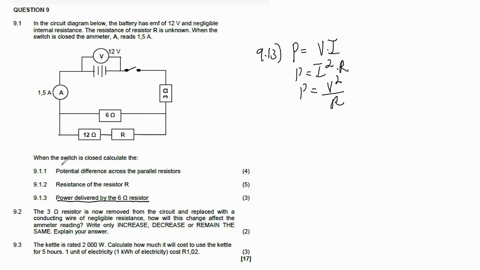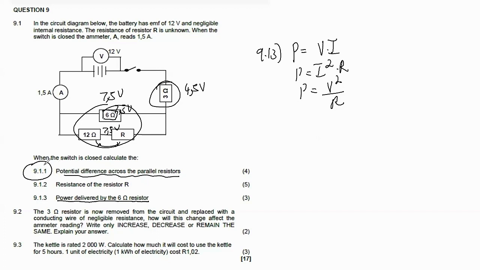So in order to calculate the power delivered by the 6 ohm resistor, number 1, let's figure out, here we had 4.5 volts. And then we figured out that the potential difference across the parallel resistors, they all give us 7.5 volts. Now, knowing that the potential difference across the parallel resistors is the same throughout, we know that we have 7.5 volts here, and then also a combination of this will have a voltage of 7.5 volts. Now, we can use that, right? We can use the fact that we already know that the voltage in here based on 9.1.1 is 7.5 volts because it is connected in parallel.